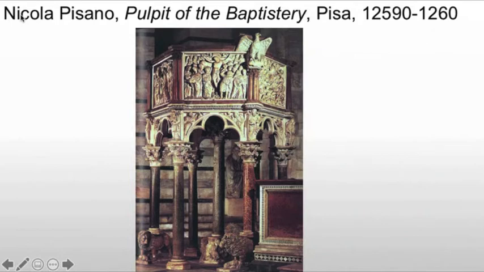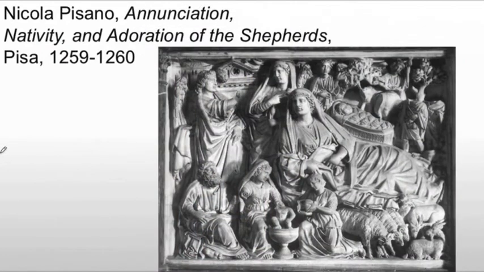And a pulpit is where the priest would stand up here at the top, while giving his sermon so that the entire congregation could see what he's doing. And you'll notice this pulpit is very sculptural. We have a series of lions, a series of columns, but it's really the panels that we want to look at, and one specifically. I want to look at the Annunciation, Nativity, and Adoration of the Shepherds.